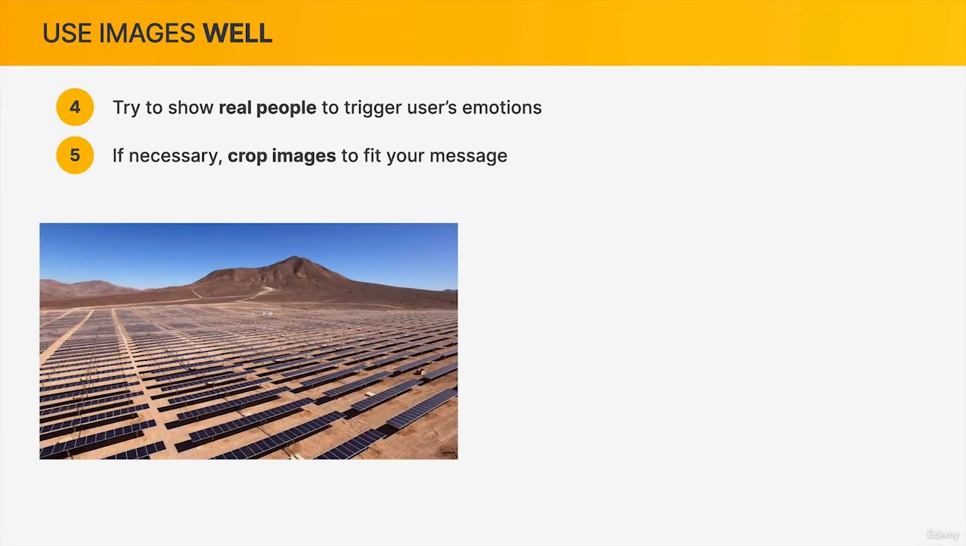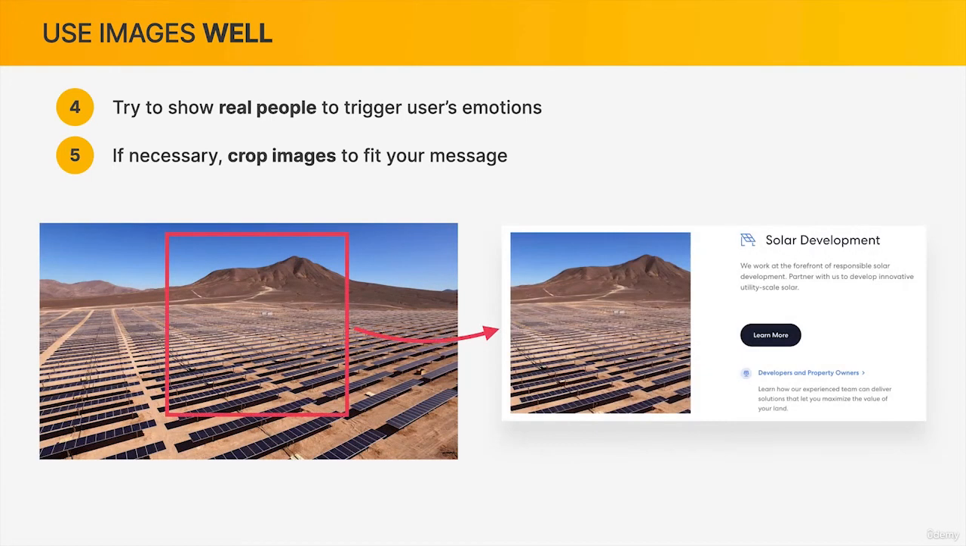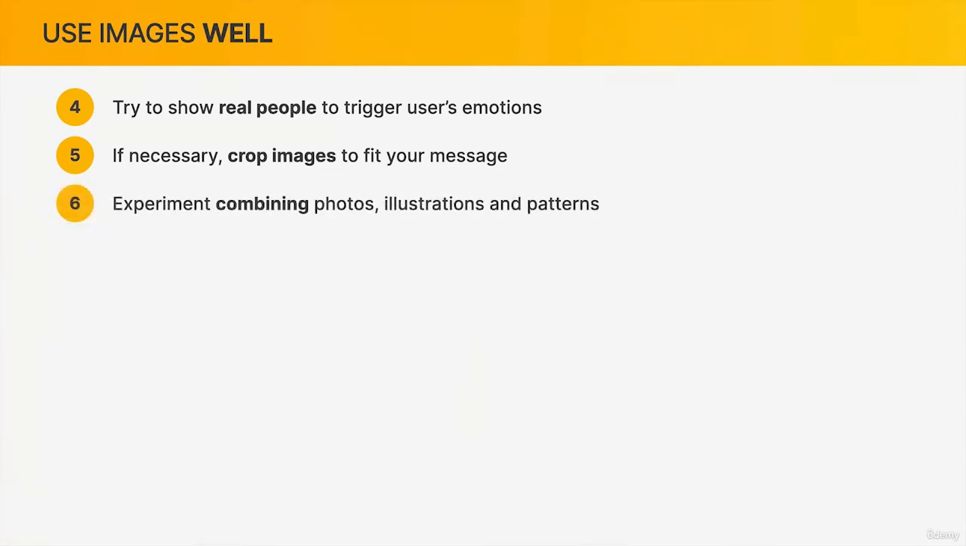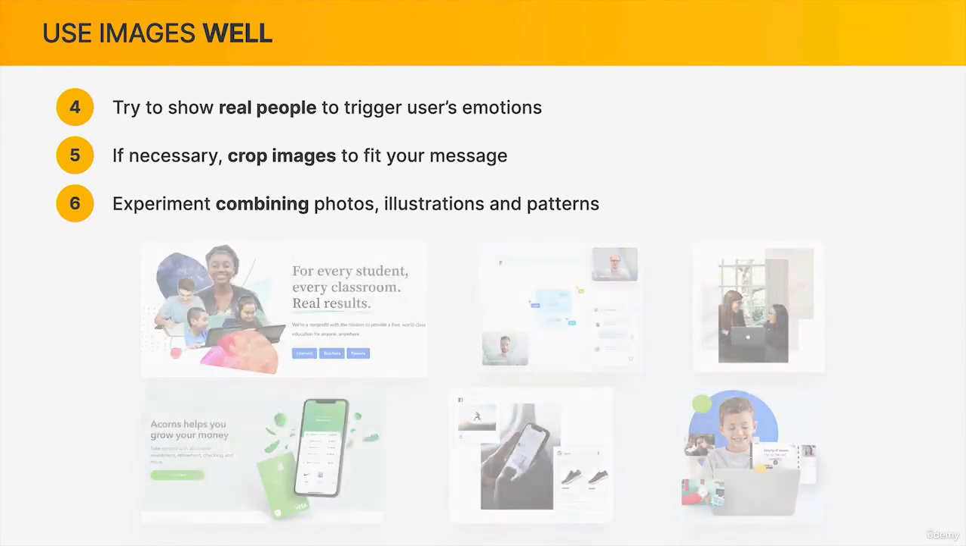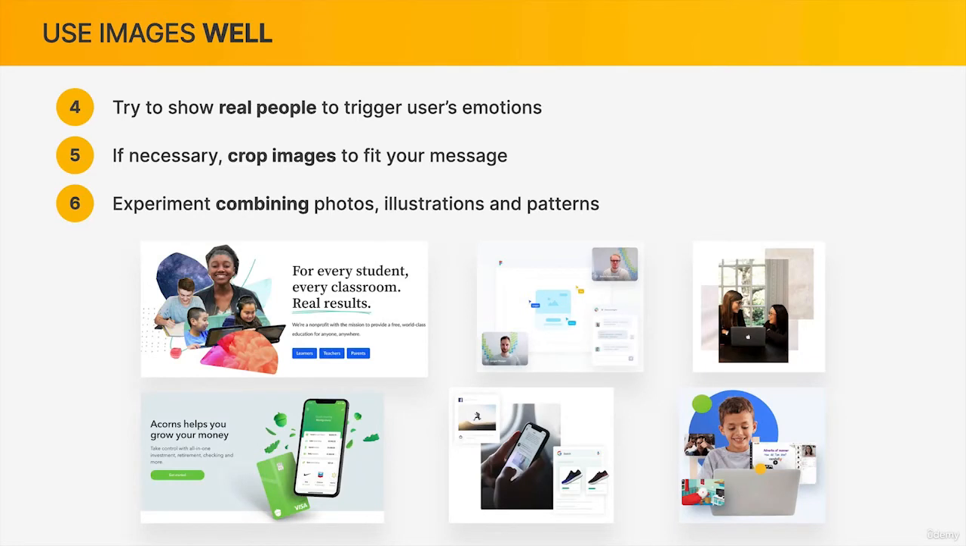Like in this example that I showed you before, right, with the solar development here, the original image was actually this big, but it was way too big, and so I simply cropped out everything that I didn't need and just placed there what was interesting for me. Another thing that you can try out is to combine photos, illustrations, and patterns to create interesting detail and some interesting effects like these ones here.